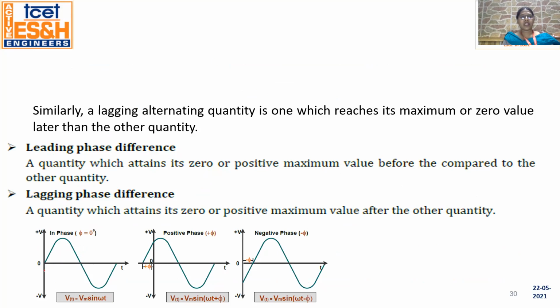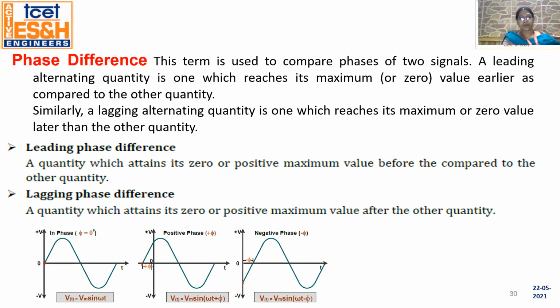Now phi is equal to 0 when your waveform starts from here. It is the in-phase waveform. If your waveform starts from here, it means positive phase. If your waveform starts from here, this is negative phase. So it is all about the starting of your waveform.